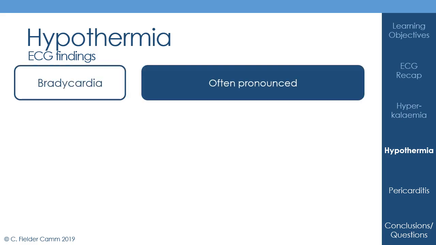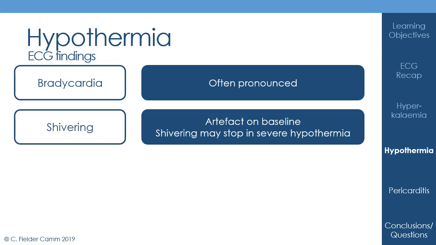So just to go through the ECG findings of hypothermia. One is bradycardia, which is often quite pronounced. I appreciate in our example ECG the patient wasn't bradycardic, but often you can get quite significant bradycardia down into the 40s or even 30s. You get shivering in the patient, which presents like an artifact on the baseline. Now, I think it's important to note that shivering may actually stop once you reach severe hypothermia. And so a lack of that artifact, if you've got all the other features of hypothermia, is actually more concerning.